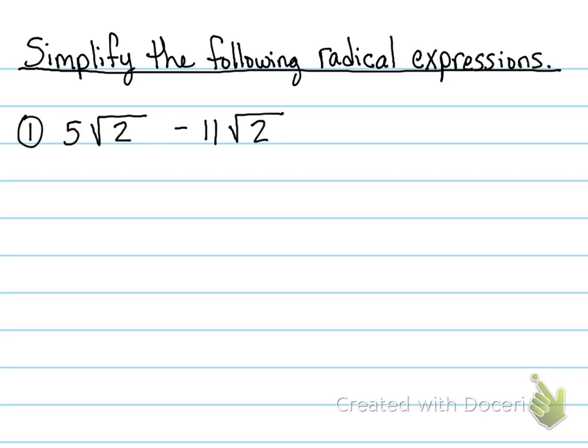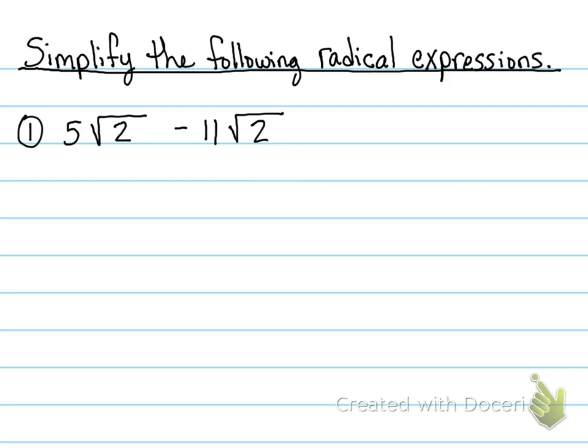So both of these are square roots. They both have the same index 2. The other thing is the radicands have to be the same. The numbers underneath the radical have to be the same, right? And so here, they're both square roots, but they're also both the square root of the same number 2.